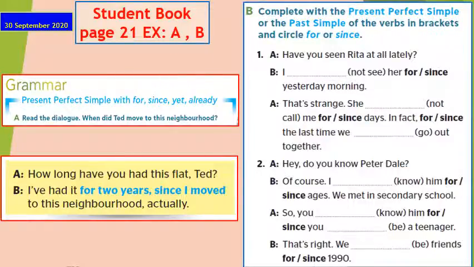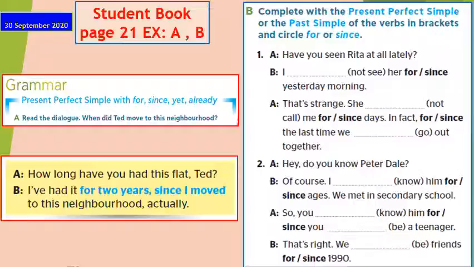Okay, let's continue. Now you want to open your student book, page 21, exercises A and B. Now, we have first grammar, present perfect simple with for, since, yet, and already. We explained this one before. Now I want you to read the dialogue with when did Ted move to this neighborhood. A: How long have you had this flat, Ted? B: I've had it for 2 years, since I moved to this neighborhood actually. Okay, now pause the video, try to do it. And after that, we will move to exercise B.